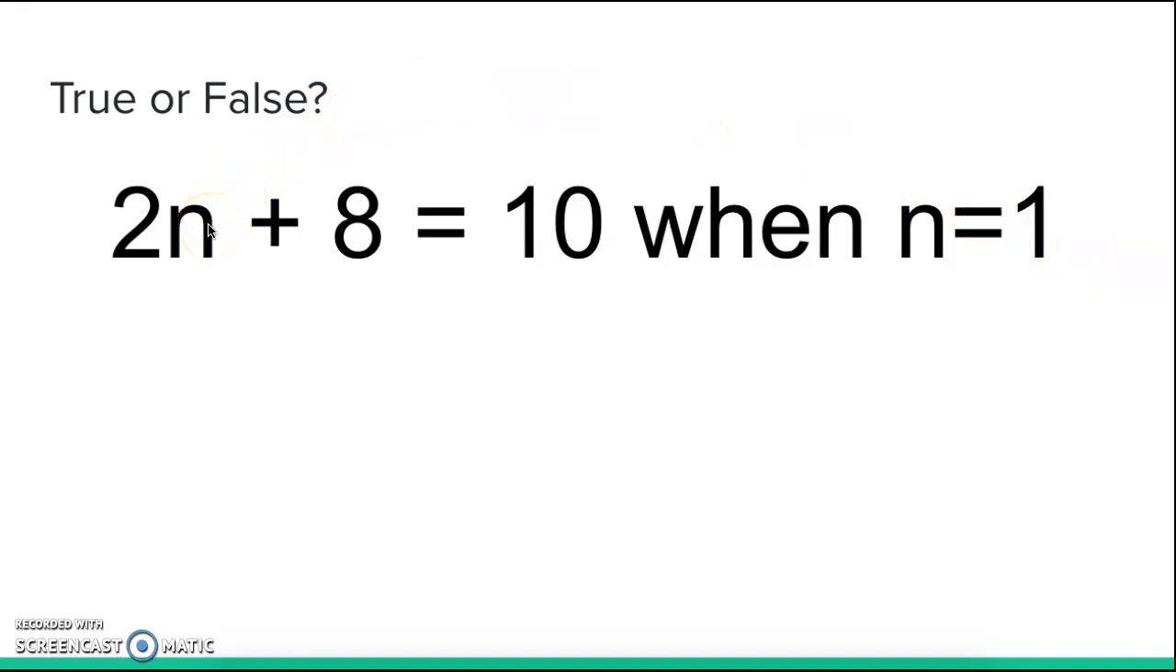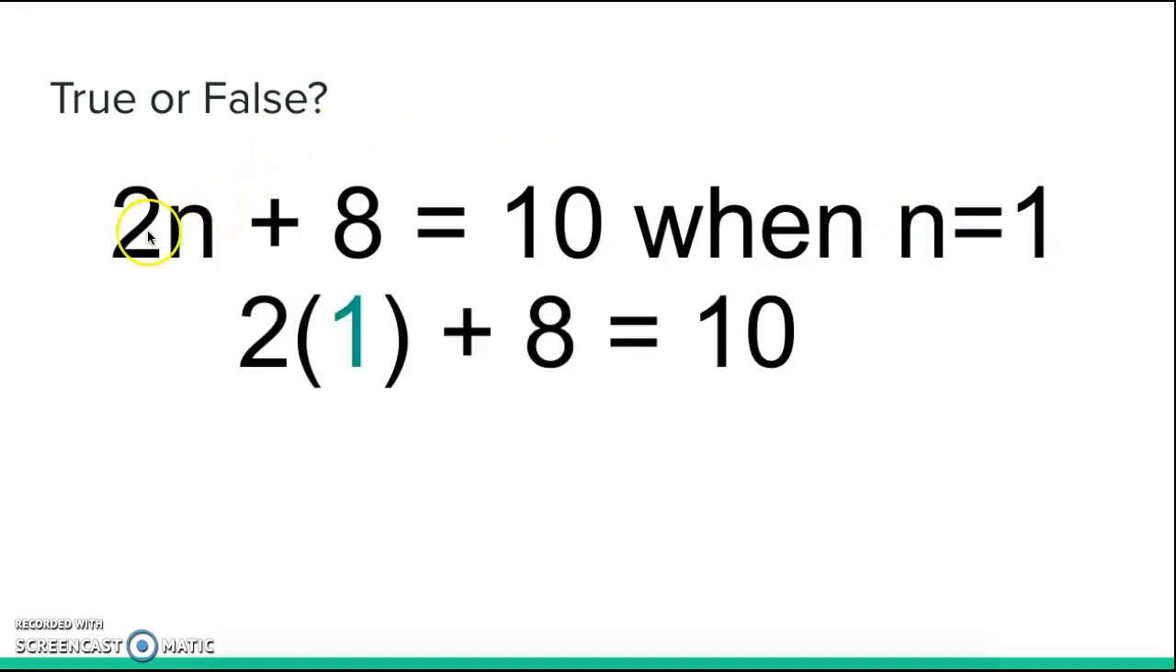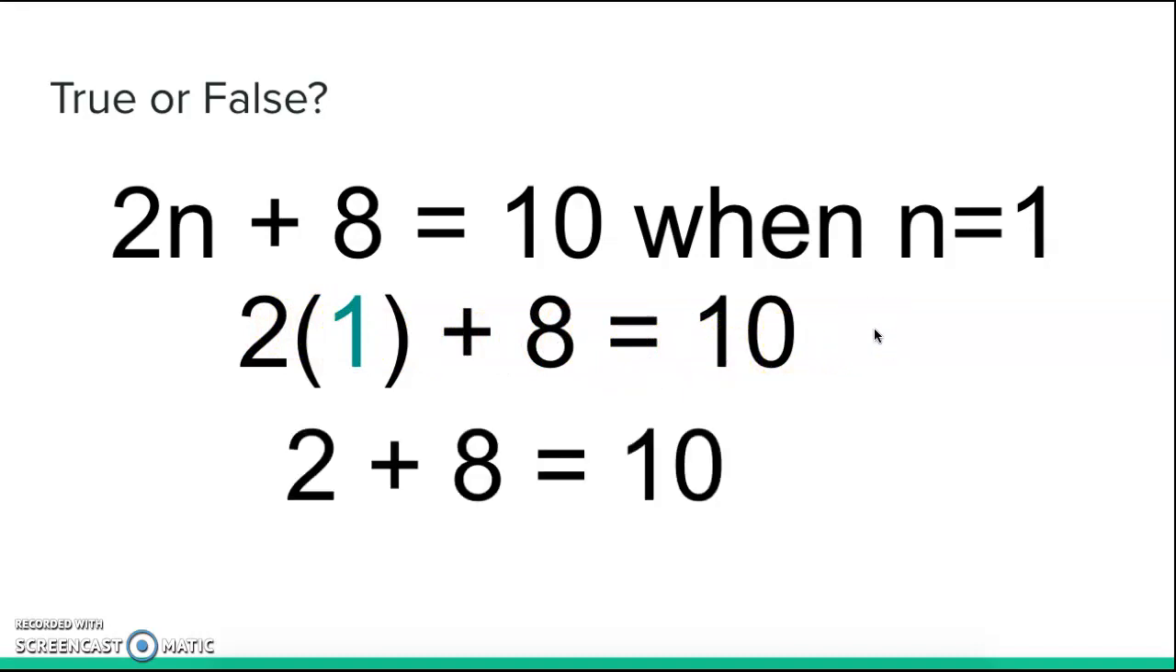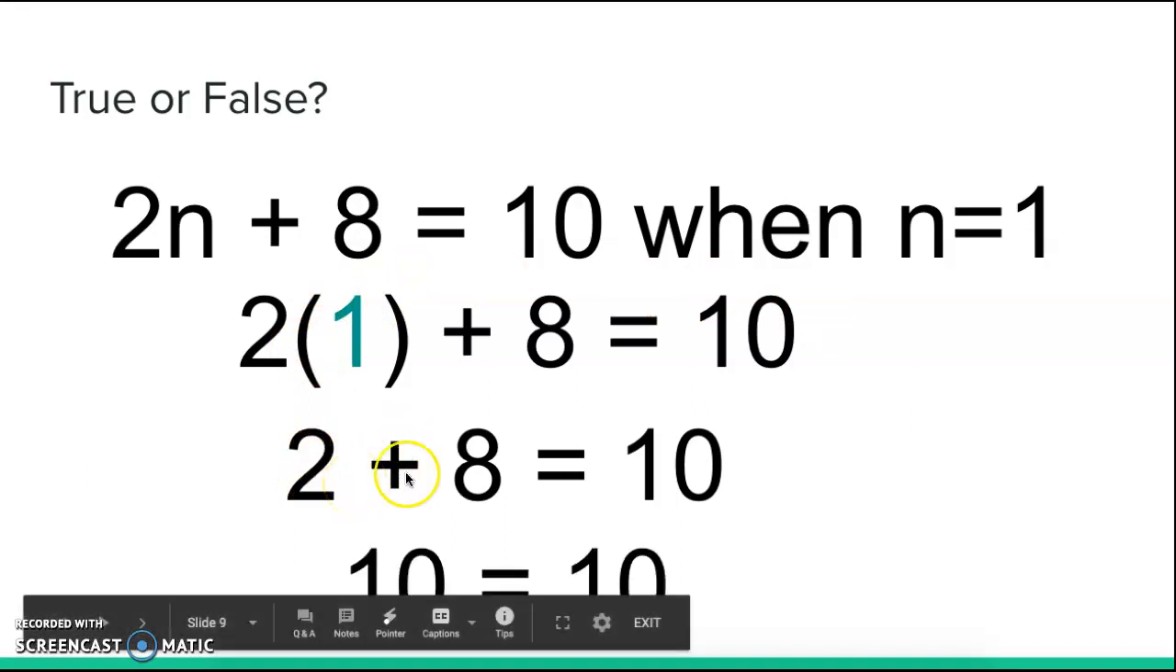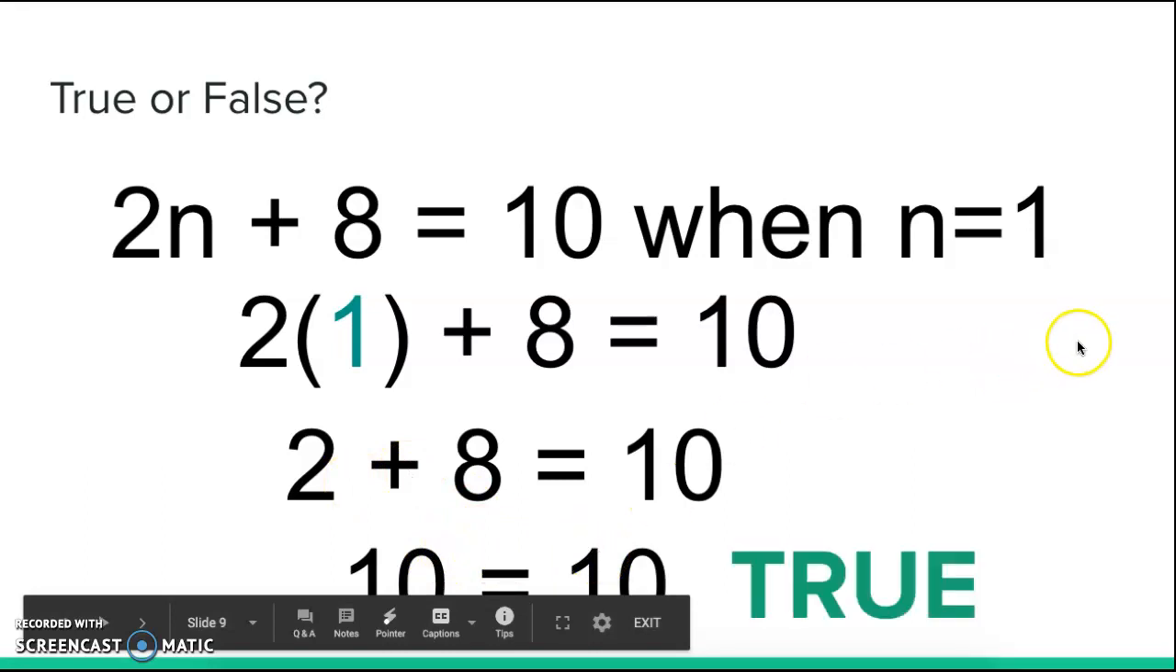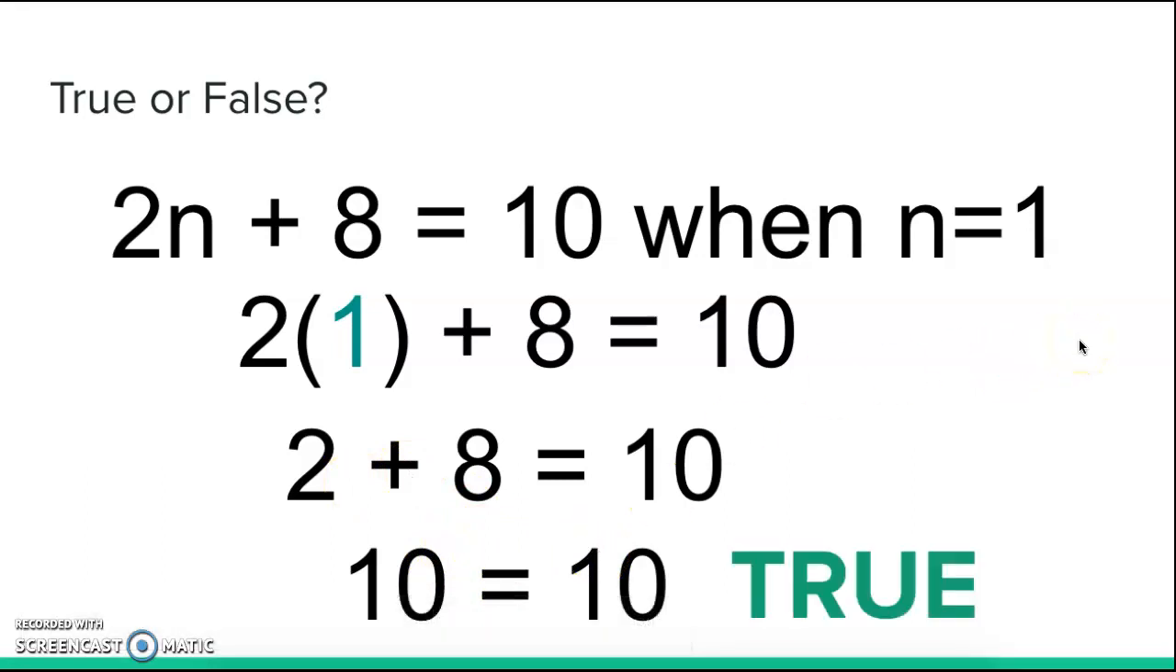This is really similar to when we were evaluating expressions. So if n equals 1, we're going to take the 1 and put it in n's place, so it'll look like this. Remember, this means 2 times n, so 2 times 1 plus 8. Does that equal 10? Well, we just evaluate to see if that's true. So 2 times 1 is 2, and then 2 plus 8 is 10, and does 10 equal 10? Yes, it does, so this is true. All right, so we just evaluate it to figure out whether our very last line is true or false.